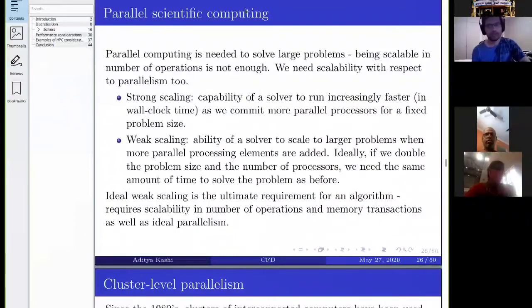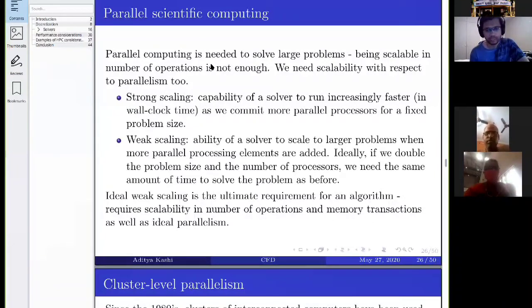So we now move to parallel scientific computing. Up to now, I talked about the efficiency of the linear and nonlinear solvers. So now we need the parallel scaling. I think I'm running out of time as well, so I'll speed up a bit.